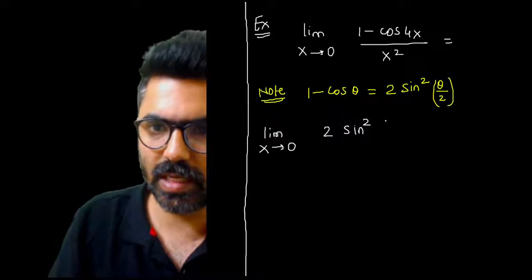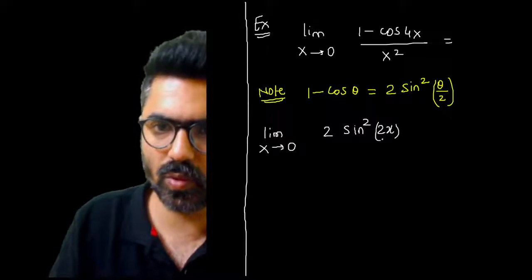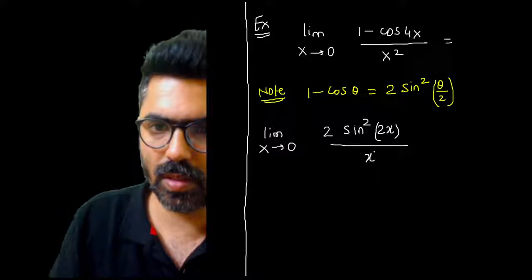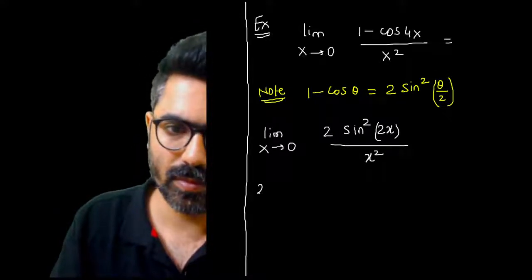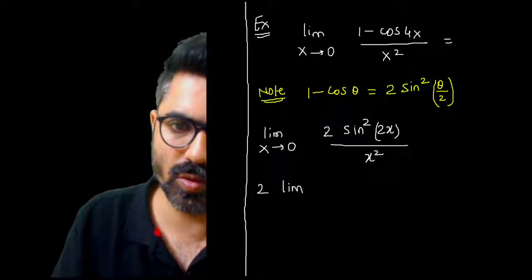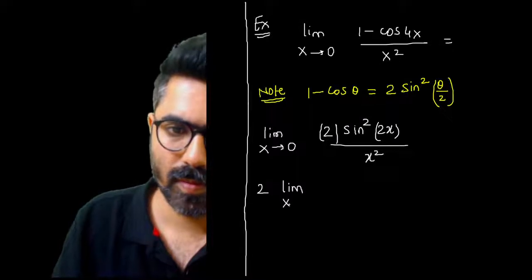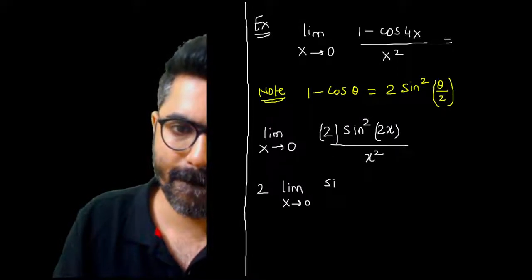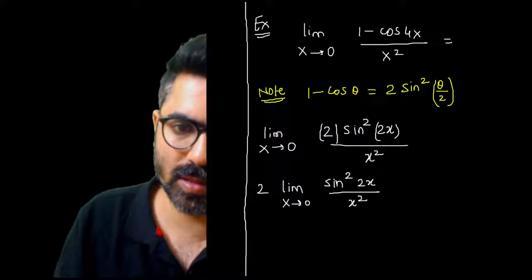Two sine square theta by 2. It means 2x upon x square. Now 2 is constant. Sine square 2x upon x square.